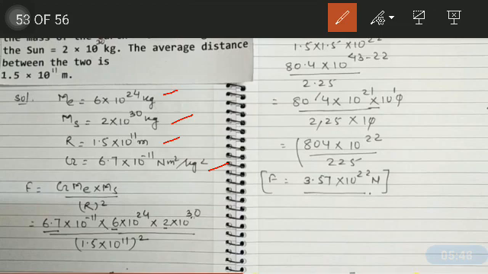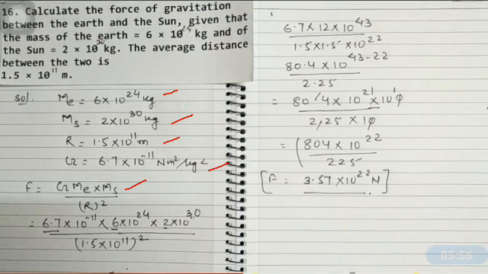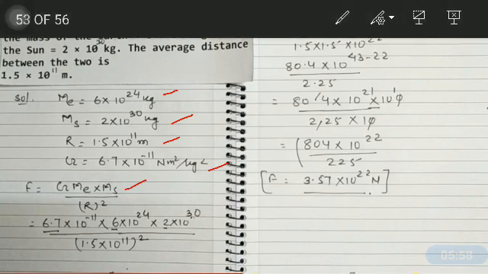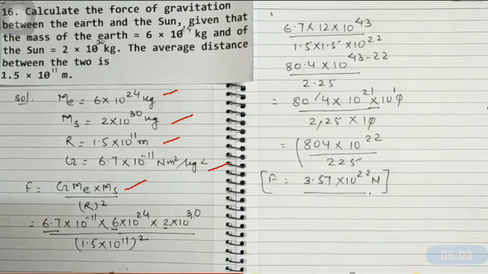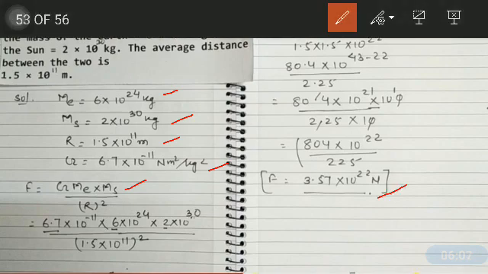Since the formula for gravitational force is F equals to G m1 into m2 upon r square, placing the values and doing the calculation, and I want you to do the calculation on your own also without the help of a calculator. So doing the calculation, we will get the value of gravitational force. Since it is a force, its unit will be Newton, and it came out 3.57 into 10 raised to the power 22 Newton, which is a very great gravitational force.